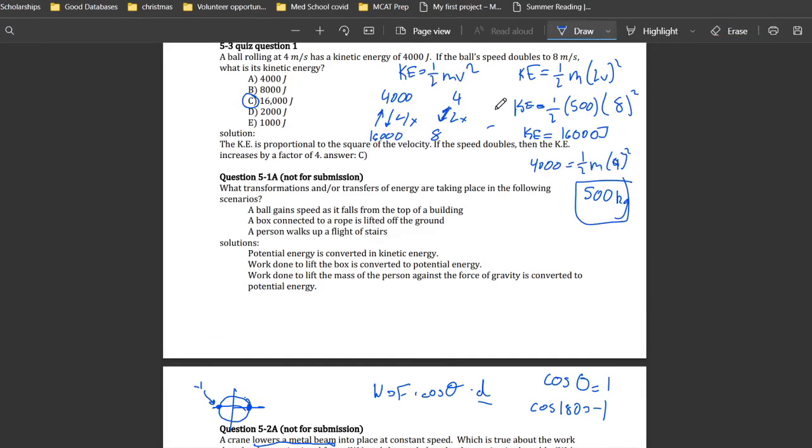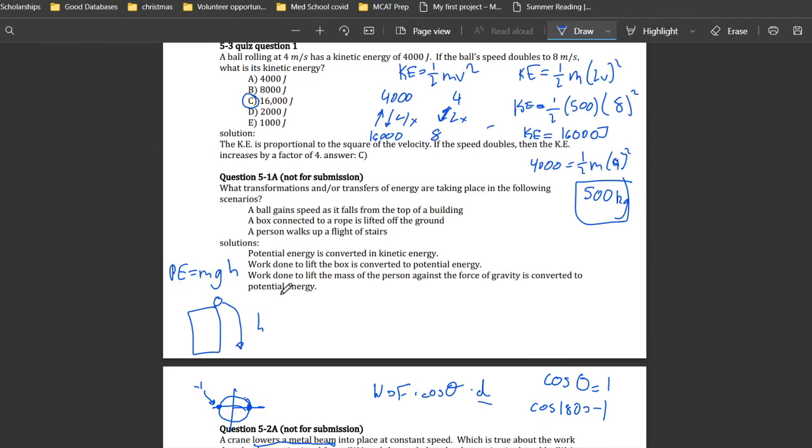So let's consider the transfers of energy, what forms of energy are being converted. So a ball gains speed as it falls from the top of a building. So a ball is up here, it falls. So it has some height h. So we can consider the potential energy equation. So the potential energy is equal to mass times gravitational acceleration times height.